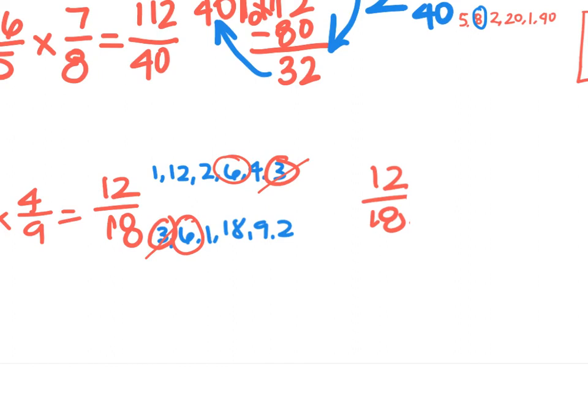So 6 is my greatest common factor. So I did 12 divided by 6 and 18 divided by 6. And 12 divided by 6 is 2, and 18 divided by 6 is 3. So my final answer is actually 2/3. Those of you that caught the mistake earlier, bravo to you. And it's okay to make mistakes. We all know that. So please go ahead and do the exit ticket after you're finished.